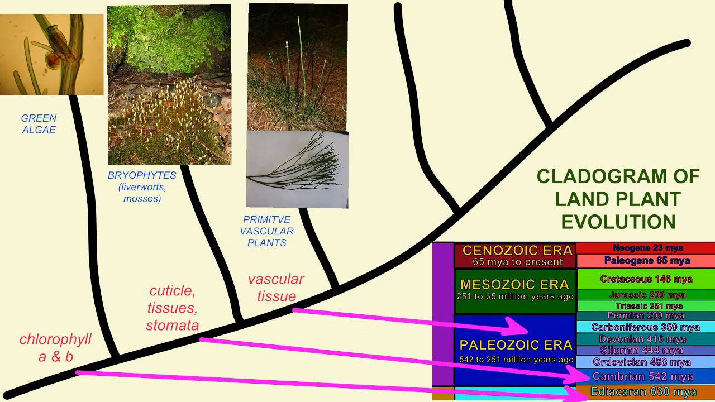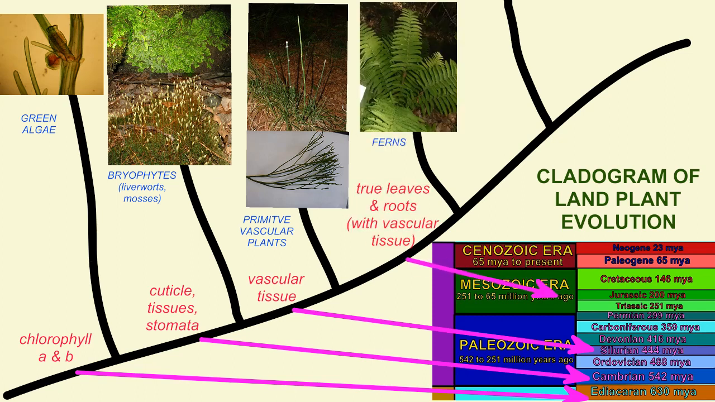By the Silurian period, vascular tissue, cells called tracheids, allowed for the movement of water, and thus plants could grow tall. And there are a number of primitive vascular plants alive today, such as whisk ferns and horsetails, which are thought to be descended from these Silurian ancestral vascular plants.